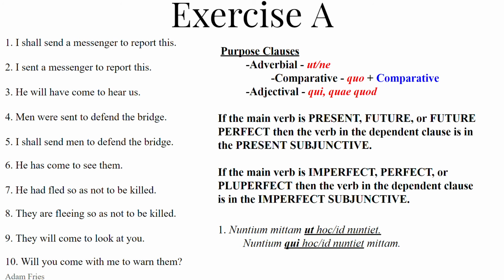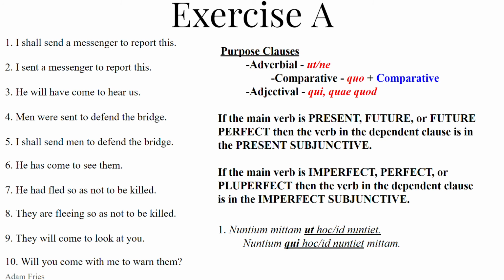Sounds ominous. 10. Will you come with me to warn them? All right, we have an interrogative here, a question. It's a yes or no, and we're not trying to influence the answer in any sort of way. It's just a straight up yes or no. So we're going to use the enclitic ne, N-E, attached to whatever the first word of the sentence is.